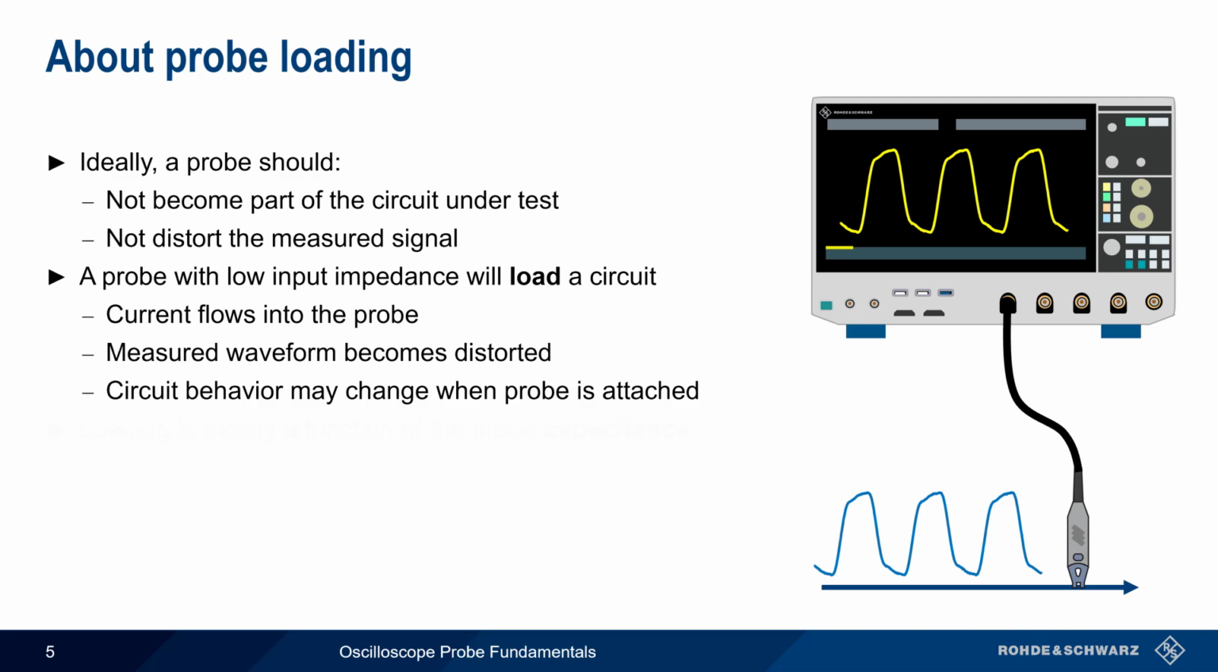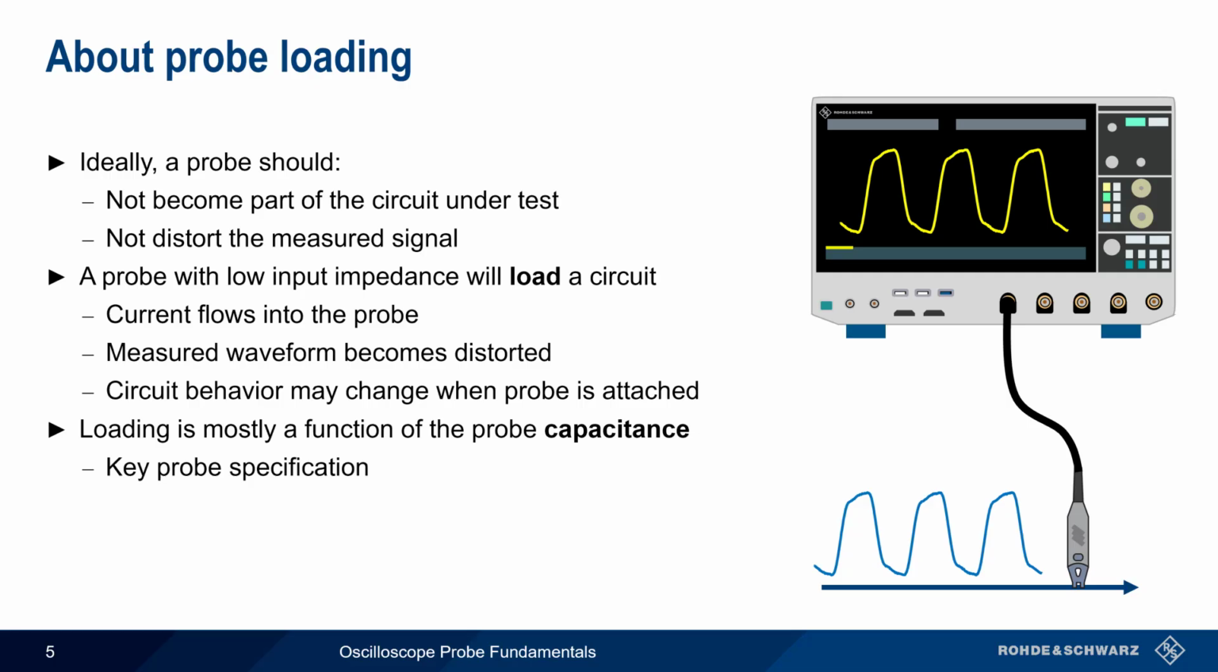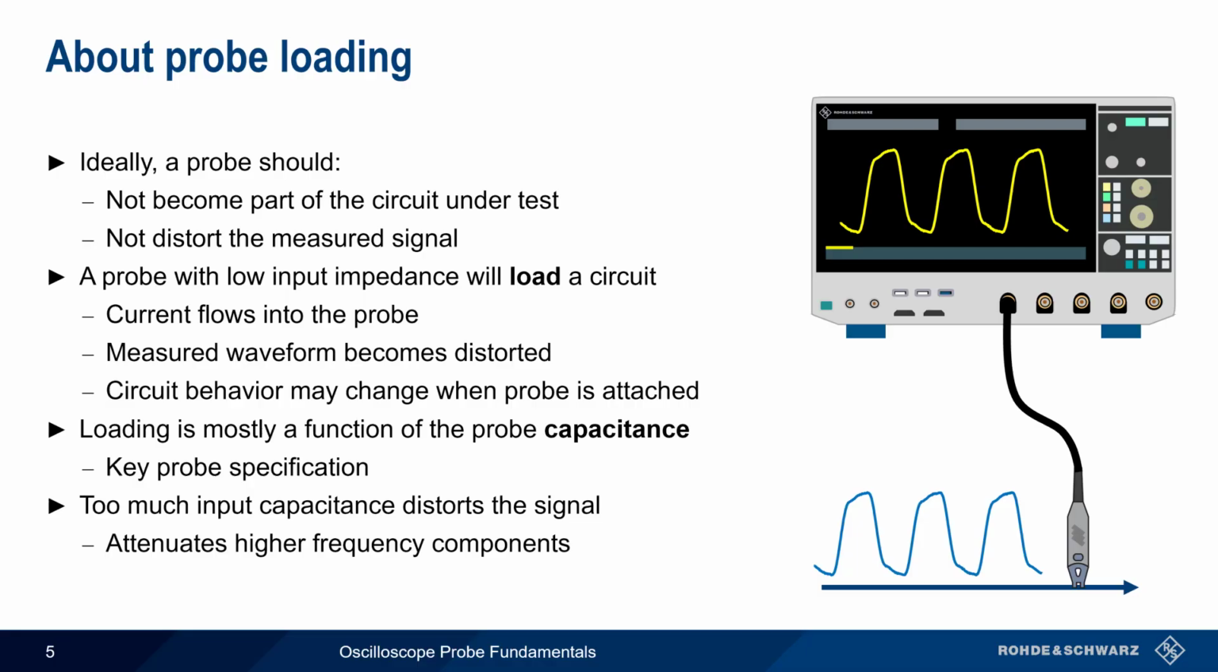Loading due to oscilloscope probes is primarily due to the probe's capacitance, and therefore capacitance is a key probe specification. If a probe has an excessive amount of input capacitance, this will distort the signal. Higher frequency components become attenuated, and this attenuation will affect the amplitude and the shape of the measured waveform.